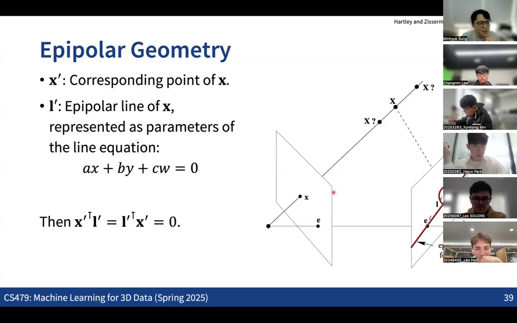So which means that all the epipolar lines will also be intersecting at one point, which becomes the projection of the origin of the camera of the first image. So if we project the origin of the first camera to the second image here, that becomes the point where all the epipolar lines pass through. Does it make sense?